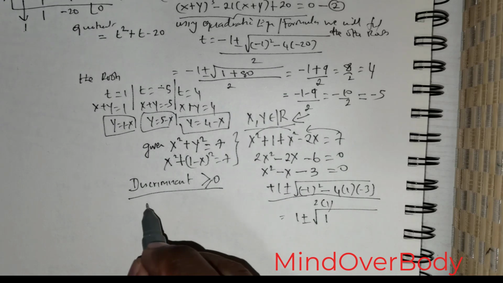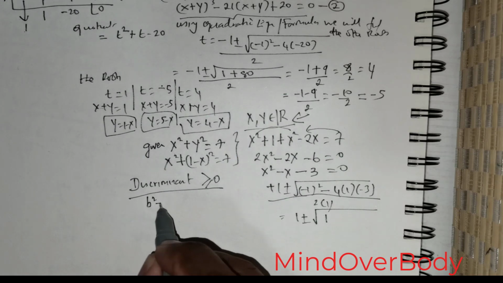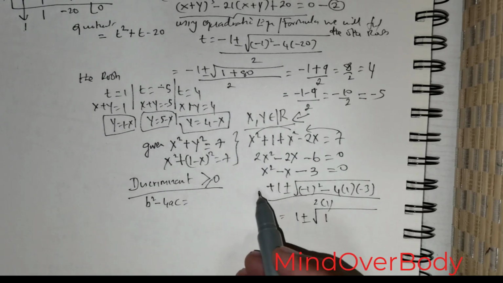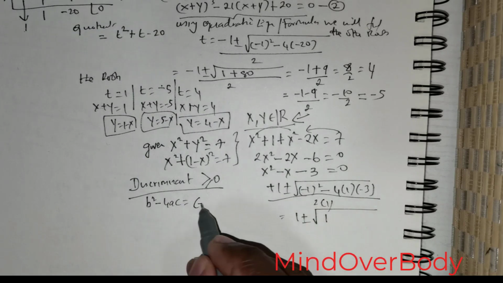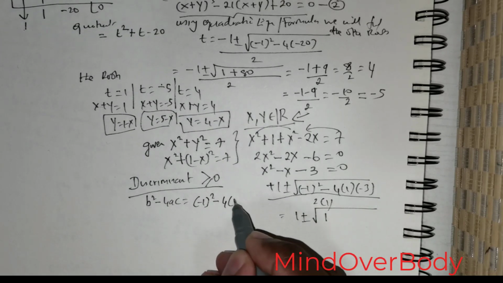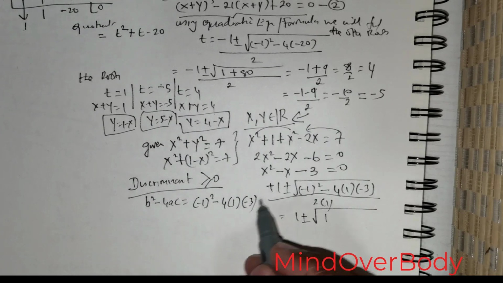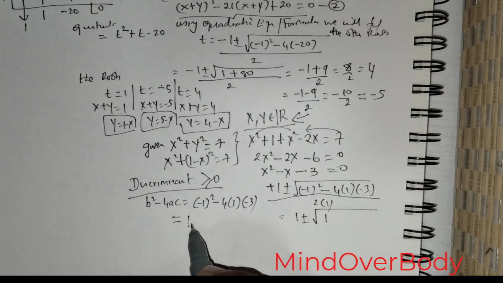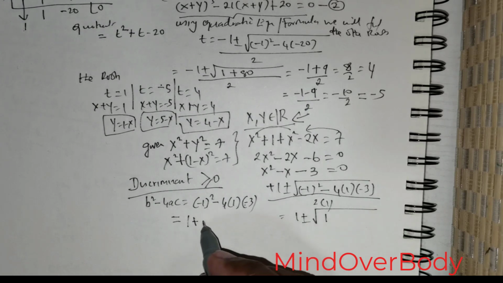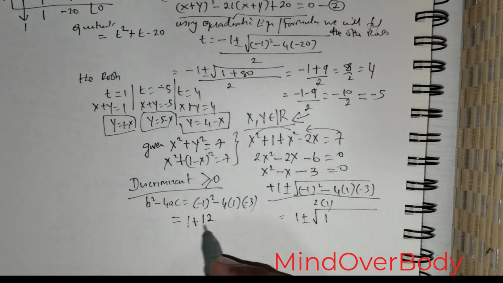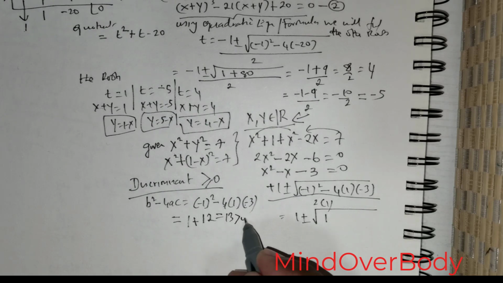So just a quick check of the discriminant. If I were to take b squared minus 4ac, from here my b is going to be negative 1. So negative 1 squared, minus 4 times my a is 1 and my c is negative 3. So clearly you can see that this is 1, minus, negative, positive, 4 times 3 is 12. So 12 plus 1 is 13. 13 is clearly greater than 0.